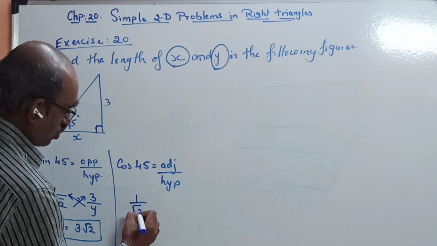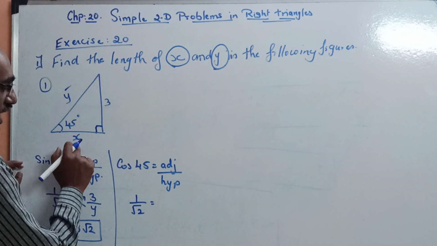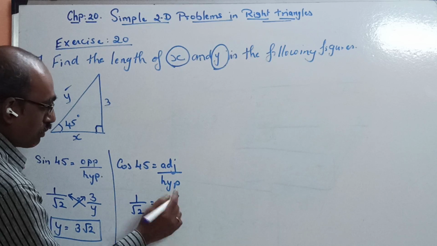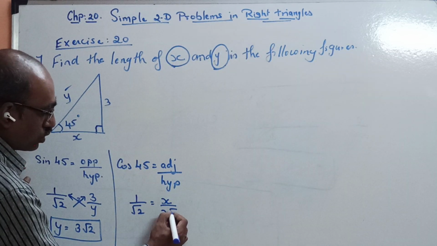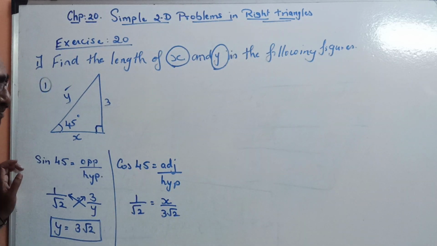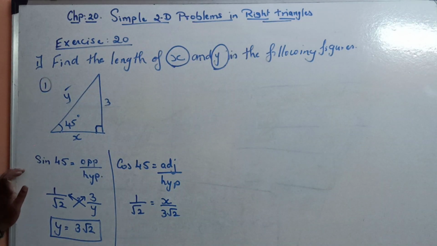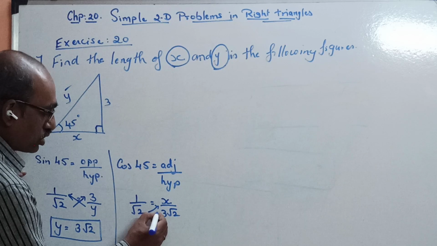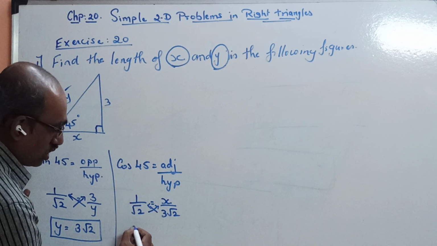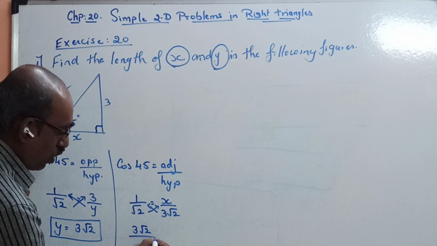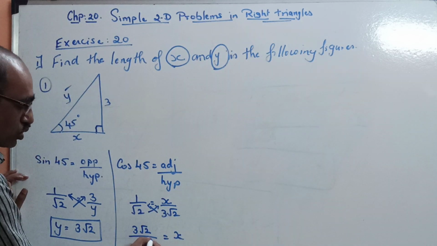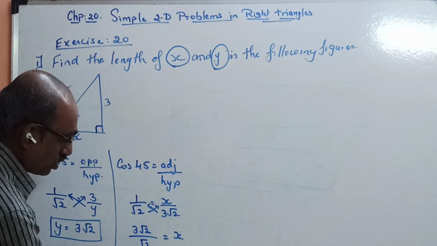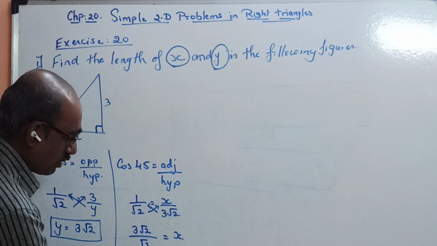1 upon root 2 is equal to, adjacent side is what? X. And what is hypotenuse? Y. We have got the value of y. Y is what? 3 root 2. You can write this value over here in place of the hypotenuse. So now again we are going to do the cross multiplication. So 3 root 2 upon root 2 is equal to x. So root 2 goes, what remains? 3 is equal to x. What is the value of x? X is 3.